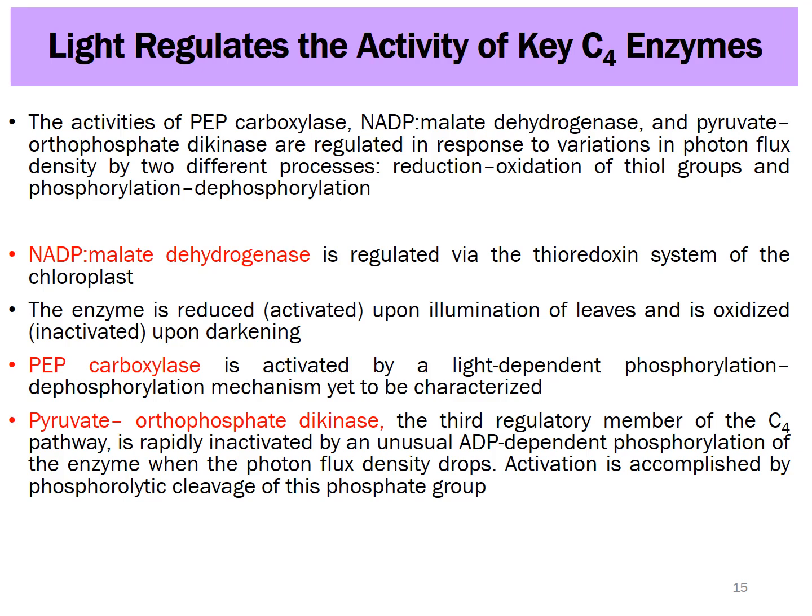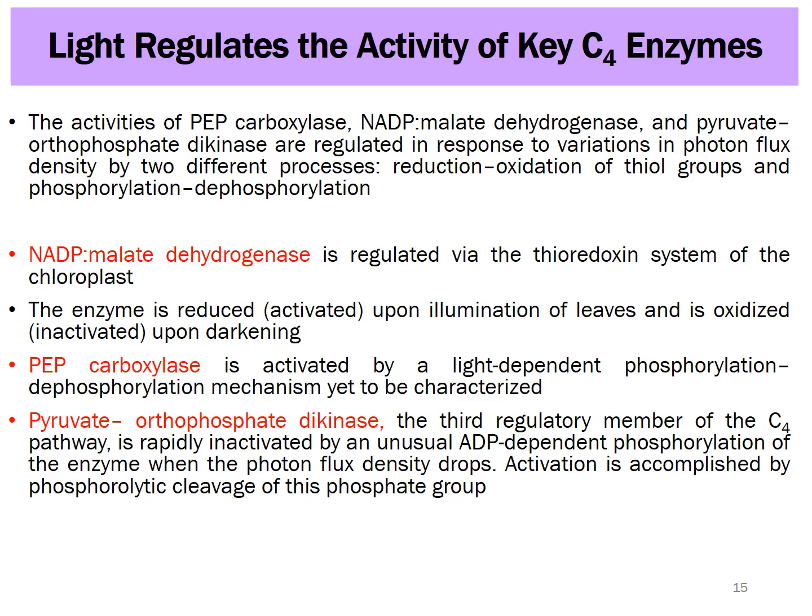The second enzyme is PEP carboxylase, which is activated by the light-dependent phosphorylation and dephosphorylation mechanism. लेकिन कब ये activate होता है और कब ये inactivate होता है, मतलब either phosphorylation is required for activation or dephosphorylation is required for activation, ये सब के लिए अभी generalize नहीं हो सका. इसके लिए हमारे पास sufficient knowledge अभी मौजूद नहीं है. The third regulatory member of the C4 pathway, pyruvate orthophosphate dikinase, this enzyme is rapidly inactivated by an unusual ADP dependent.